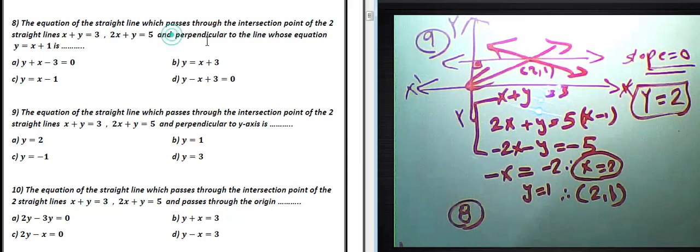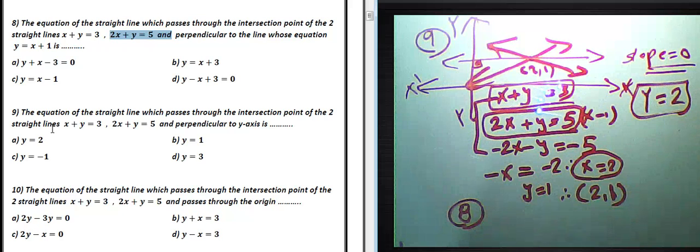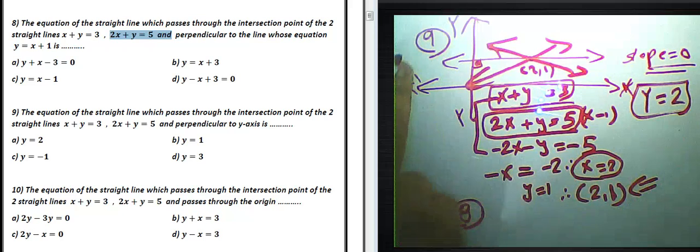And what about question 8? Question 8 here, he tells you the equation of the straight line which passes through the intersection of two straight lines, x plus y equal 3 and 2x plus y equal 5. Two straight lines here, the same as in question number 9, so the two straight lines will intersect at the point (2, 1). But in question 8, he tells us the straight line is perpendicular to a line whose equation is y equal x plus 1. Okay, I will draw another straight line here to understand. My students, you must know the two equations will intersect at the point (2, 1) in question number 9 and question number 8.